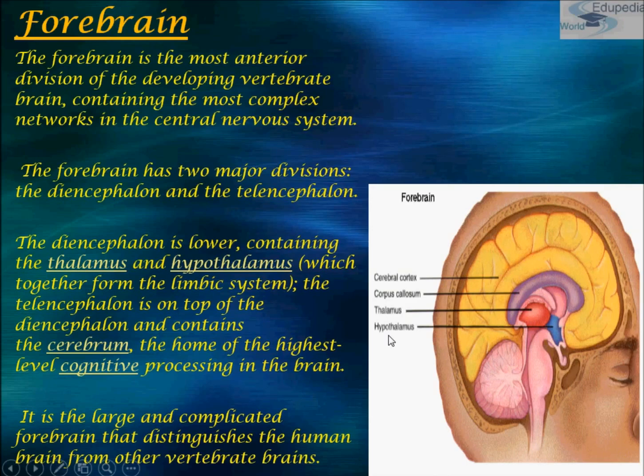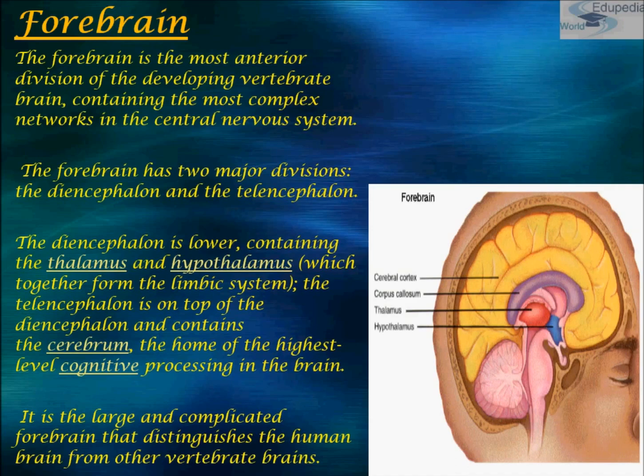And the telencephalon is on the top of the diencephalon. It is on the top of these two and it contains the cerebrum, which is the home of the highest level cognitive processing in the brain. It is the largest and most complicated part of the forebrain that distinguishes the human brain from other vertebrate brains.